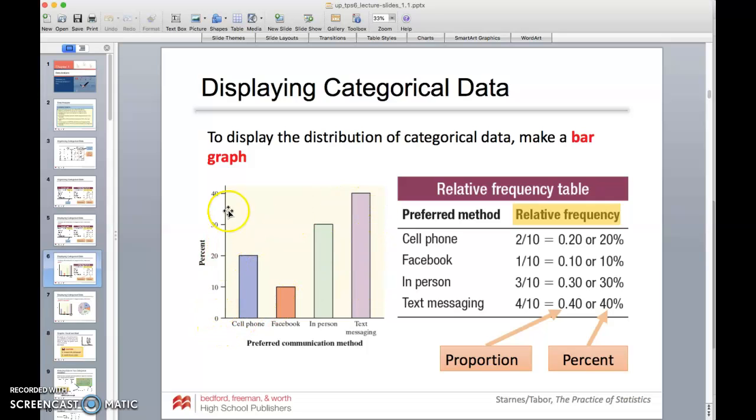Now again, some key things when you make this is that it's always a good idea to start at 0, okay? And then make sure we're going equal increments up here. Sometimes it's appropriate to do 10s, maybe 5s, depending on what your data is. And make sure that we're labeling those. So that's very easy to see. Very nice way of displaying the data with a bar graph.